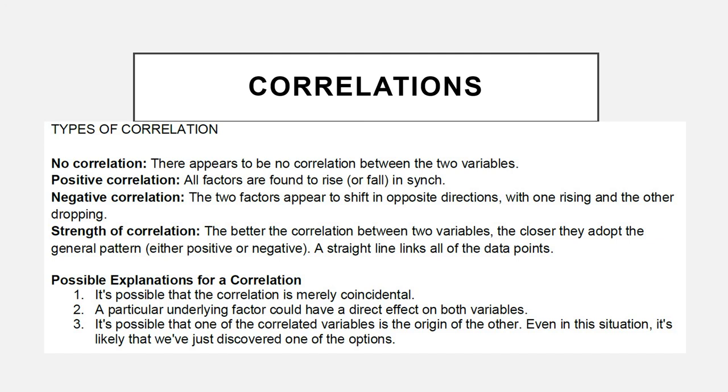Possible explanation for a correlation. It's possible that the correlation is merely coincidental. A particular underlying factor could have a direct effect on both variables, and it's possible that one of the correlated variables is the origin of the other, and even in this situation, it's likely that we've just discovered one of the options.